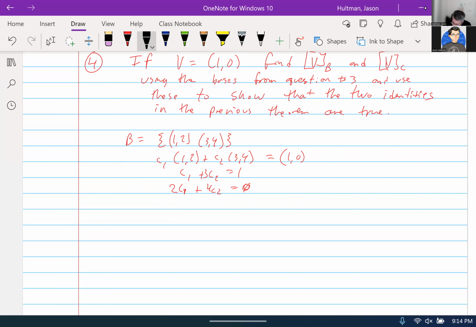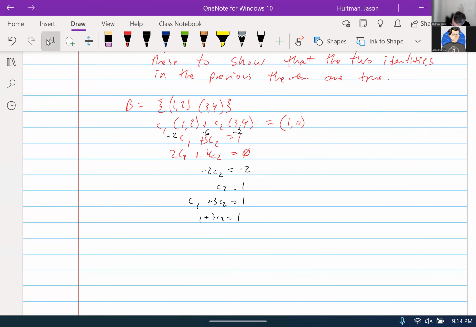But let's just multiply the top by -2. Okay, -2, -6, -2. This is going to give me -2C2 equals -2, and so C2 is 1. Okay, once I know that C2 is 1, I got C1 plus 3C2 is equal to 1. So 1 plus 3C2 is equal to 1.